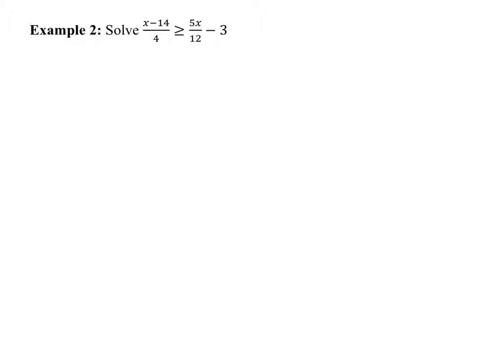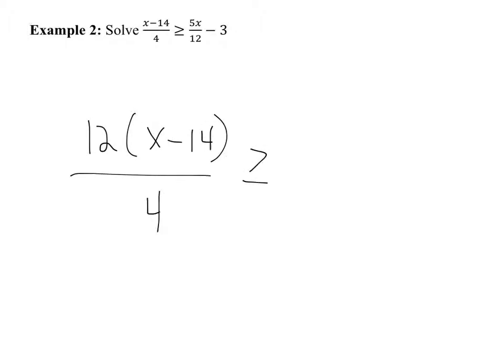So what's the LCD in this problem? 12, right? So let's multiply everything by 12. Now, when you multiply by 12, just simply put a 12 in the numerator. Please don't distribute the 12, because you can reduce it. That's the whole concept. Again, do not distribute the 12.